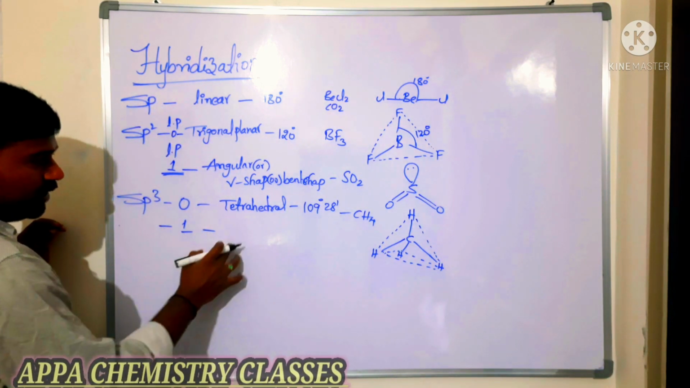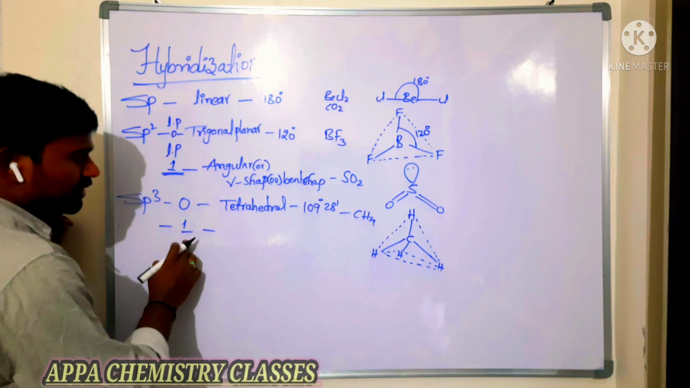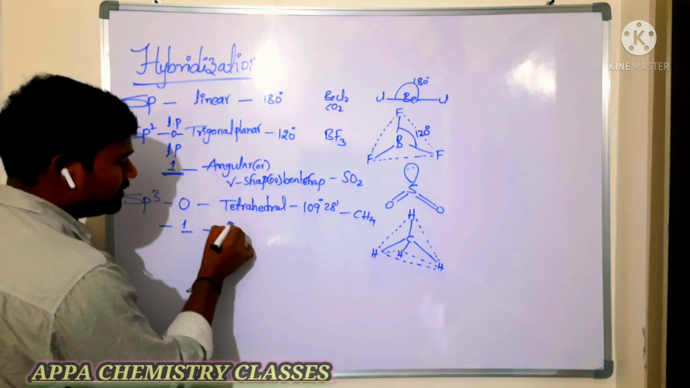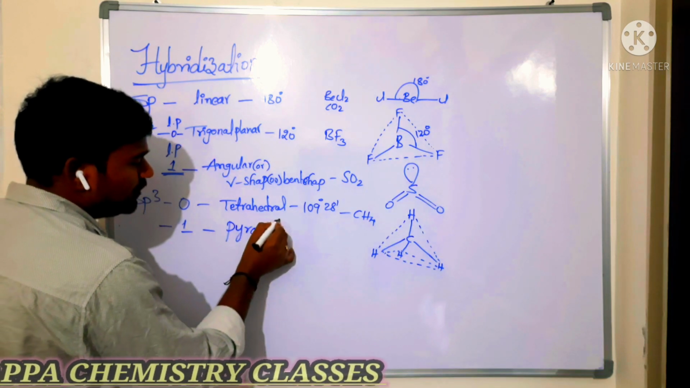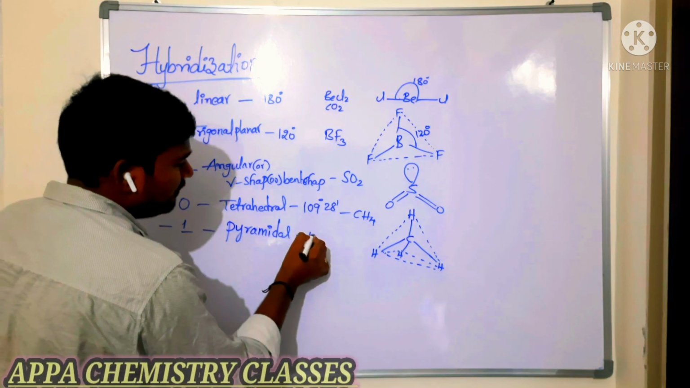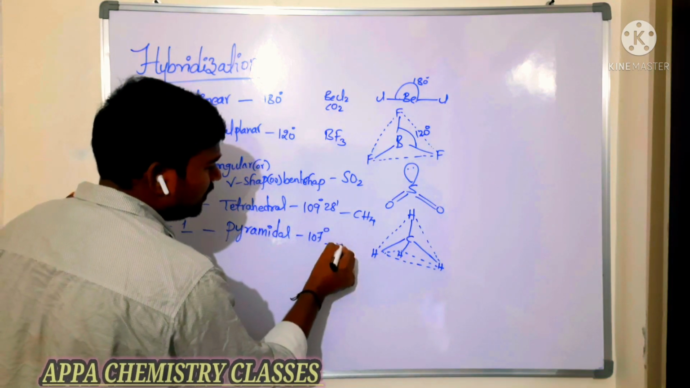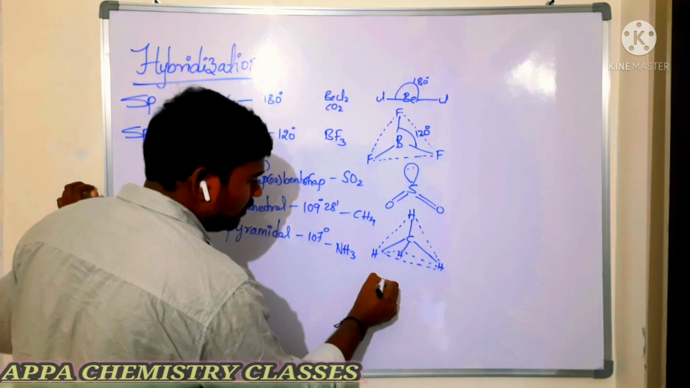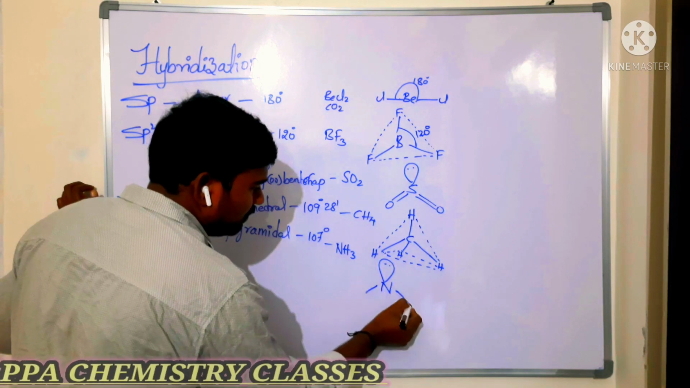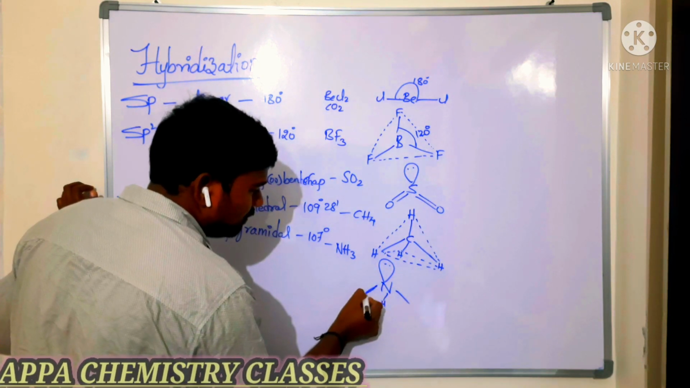So here, tetrahedral with one lone pair, its geometry becomes pyramidal. The bond angle is 107 degrees. The example is ammonia. Just now I showed you the shape of the molecule like this. It is a pyramidal shape.